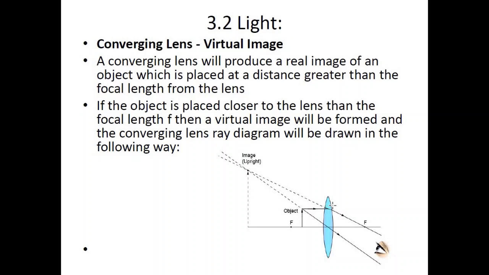We draw two lines. One will be parallel to the principal axis, and once it hits the center of the lens, we draw a line like this, and the other would pass through the center of the lens, and at this position the eye would be placed. We are going to extrapolate these two lines in the form of dashes to show virtual lines, and at the point where these two dashes meet, an upright image that would be magnified will be created.